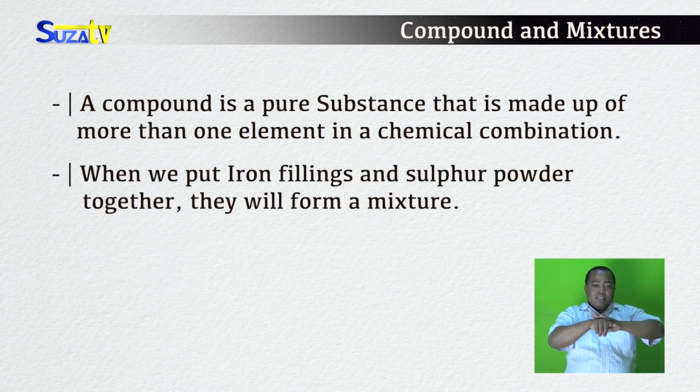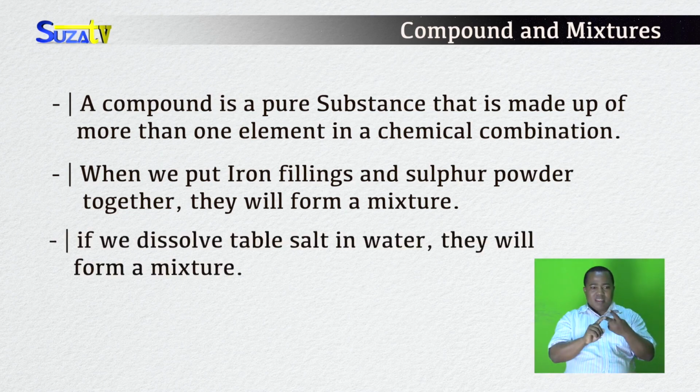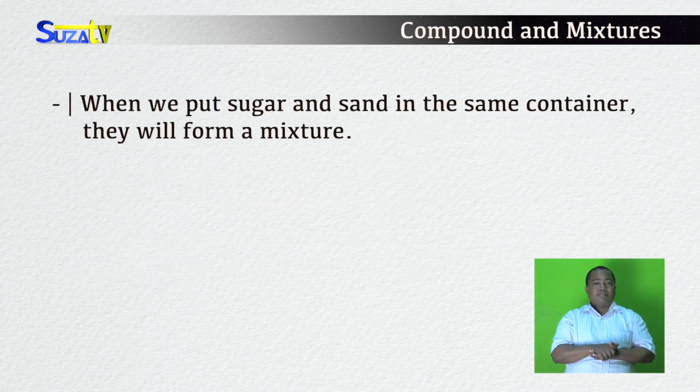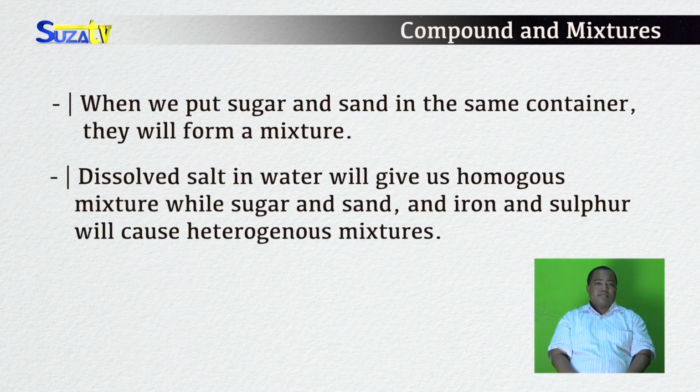When we put iron filling and sulfur powder together, they will form a mixture. Again, if we dissolve table salt in water, they will form a mixture. Also, when we put sugar and sand in the same container, they will form a mixture. Dissolved salt and water will give us a homogeneous mixture, while sugar and sand, and iron and sulfur, will cause a heterogeneous mixture.